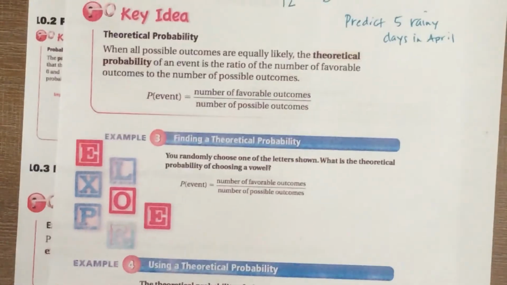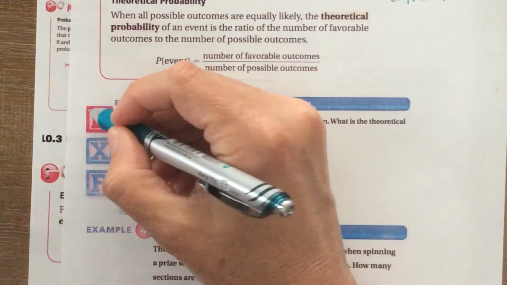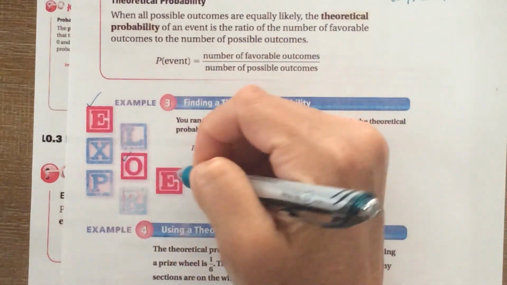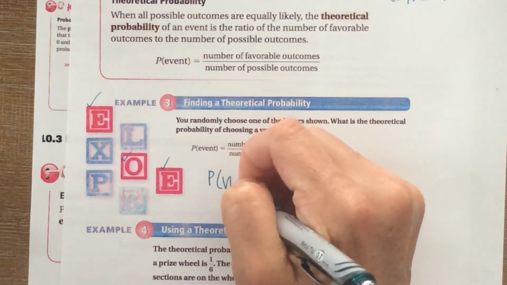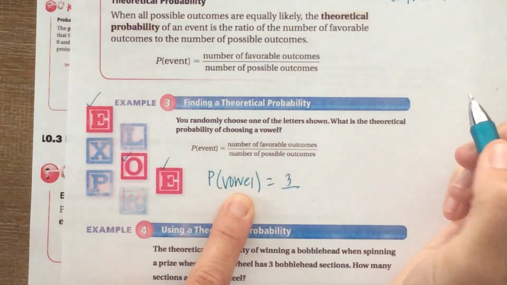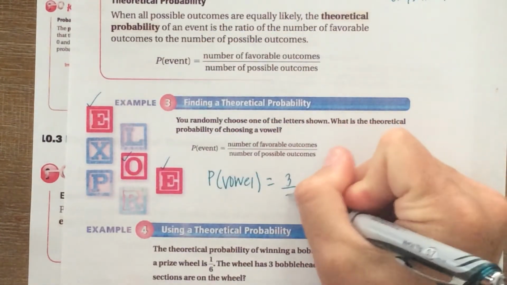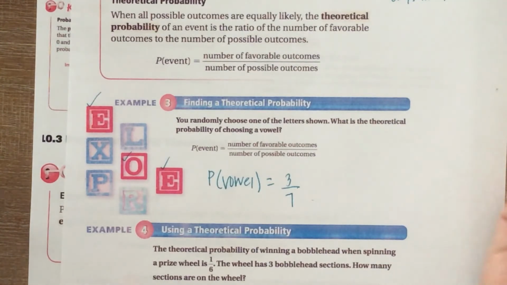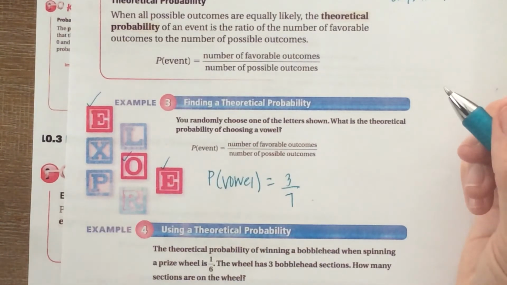So here we go. Theoretical probability. You randomly choose one of the letters shown. What is the theoretical probability of choosing a vowel? Well, how many vowels are there here? I see E, O, and E. Okay, so the probability that I'm going to get a vowel, where your event goes right here, is 3 out of, well, how many number cubes are there? 1, 2, 3, 4, 5, 6, 7. 7. Okay? So the probability of choosing a vowel is 3 over 7, or about 43% if you're going to change it to a percent.